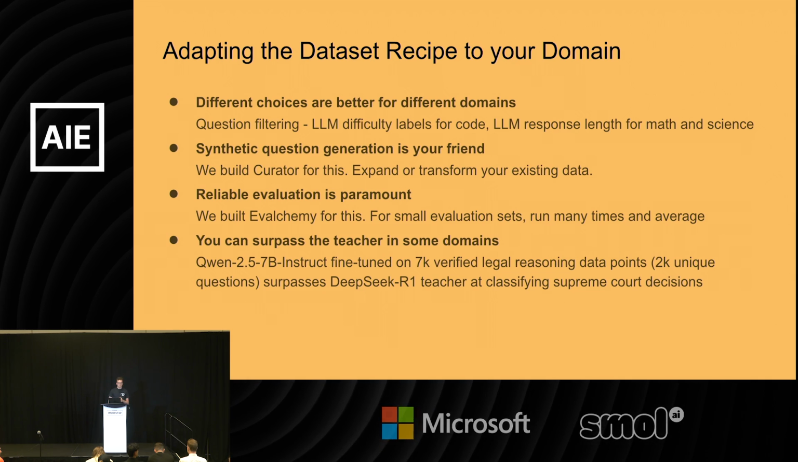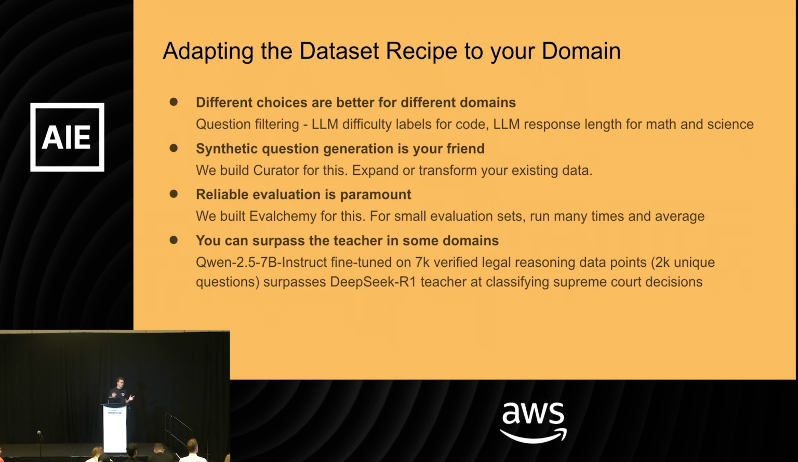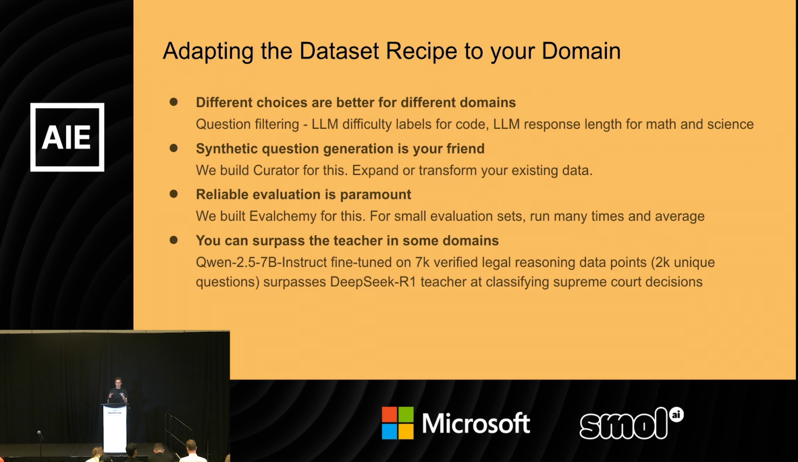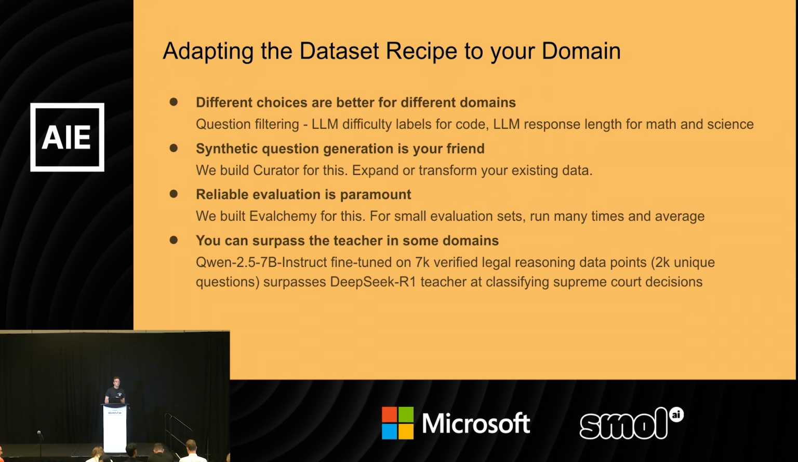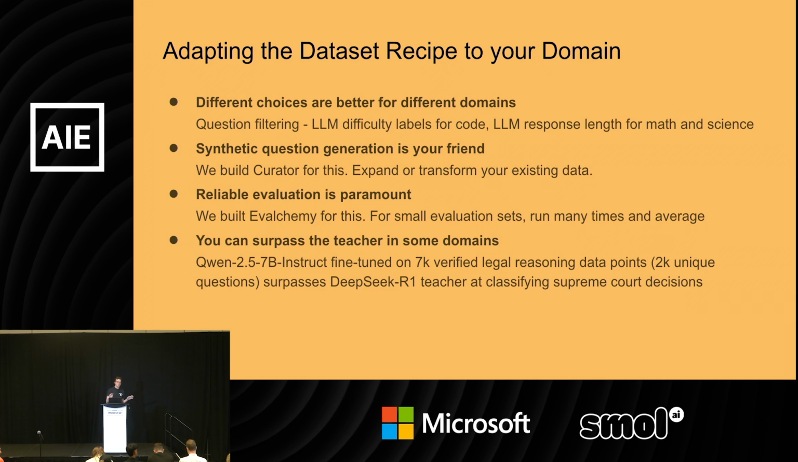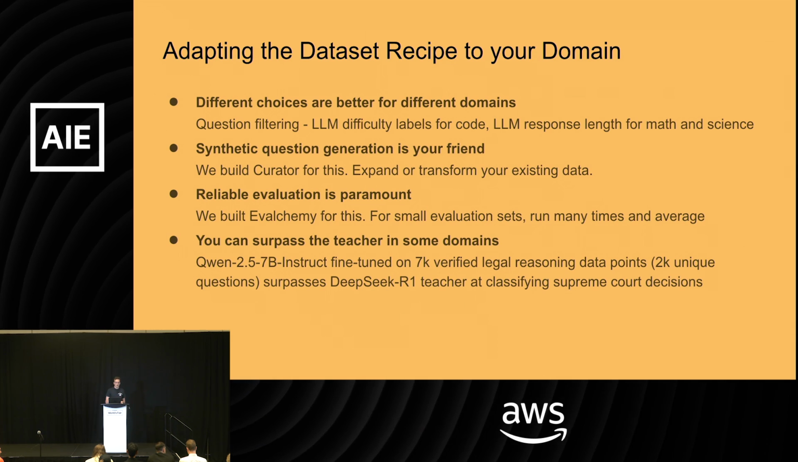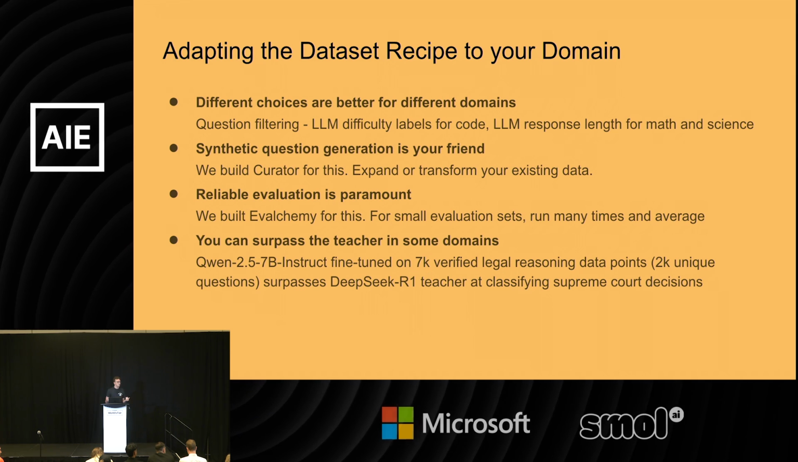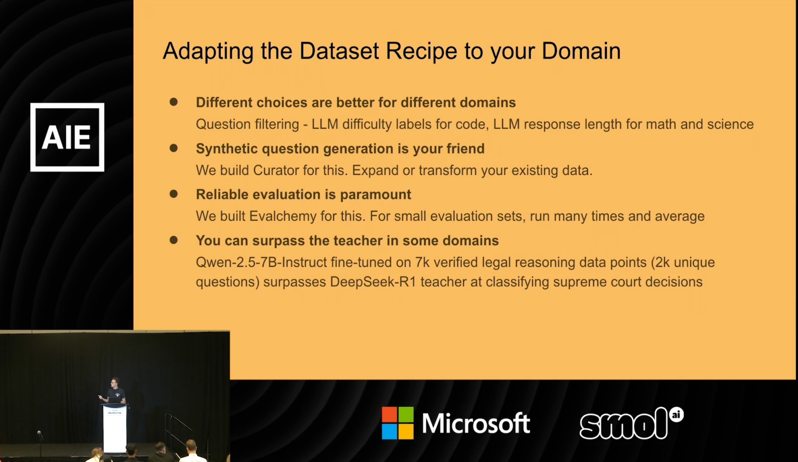We have an example in our paper where we looked at the legal reasoning domain, the problem of classifying Supreme Court decisions. What we did is we took 2K unique questions, we sampled 5 answers per question, and then we did verification here, which did matter. So we threw away any answers that were incorrect. And when you fine-tune the 7B model, it surpasses R1, which is a very strong reasoning model and also a very huge reasoning model. So this is very exciting. I think there's a lot more research and also application to be done here.